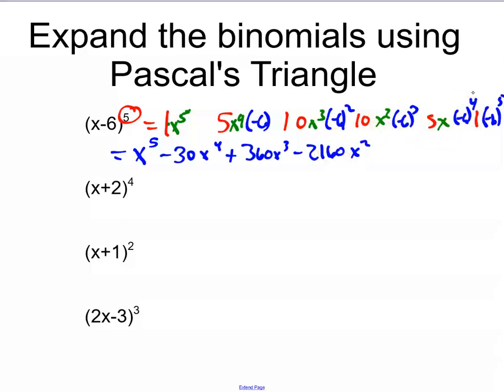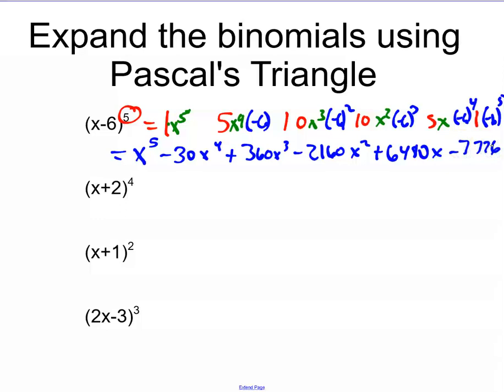Next term, I have 5x times negative 6 to the 4th. Negative 6 to the 4th is 1,296. Times that by 5, and so then I have plus 6,480x. And then my last term is going to be negative 6 to the 5th, which is going to be minus 7,776.